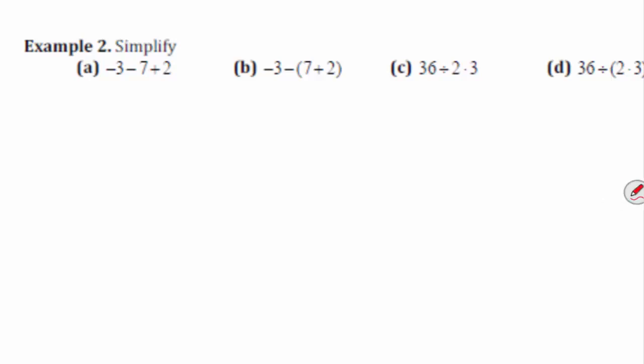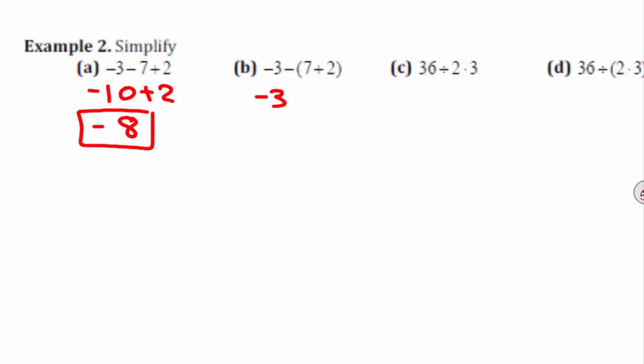Alright, let's simplify. We can add up negative 3 minus 7, which is negative 10, right? And then negative 10 plus 2 is negative 8. Very good. Now in B, the parentheses are telling us that we need to do those first. We have negative 3 minus 9, and we can do negative 3 minus 9 and get negative 12.